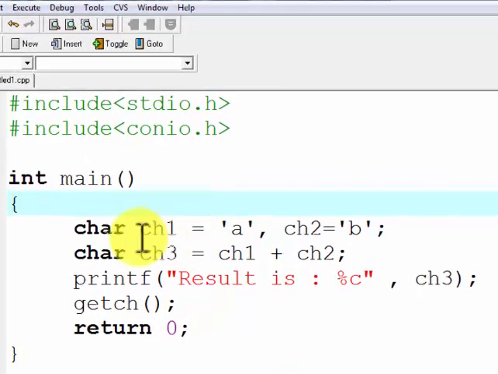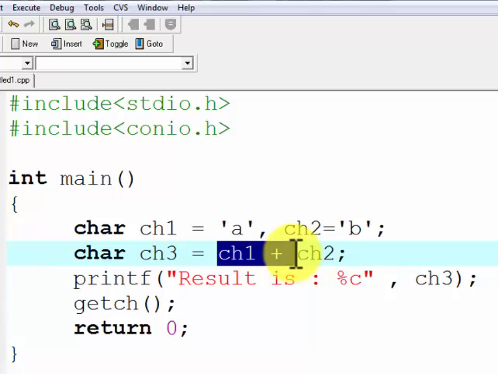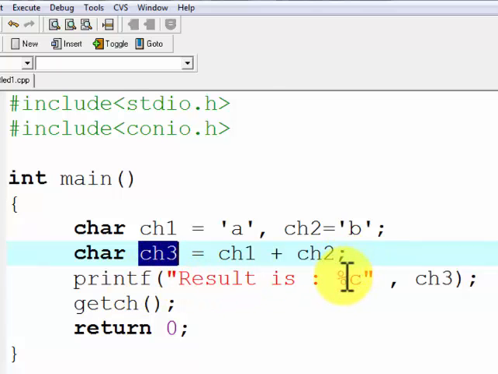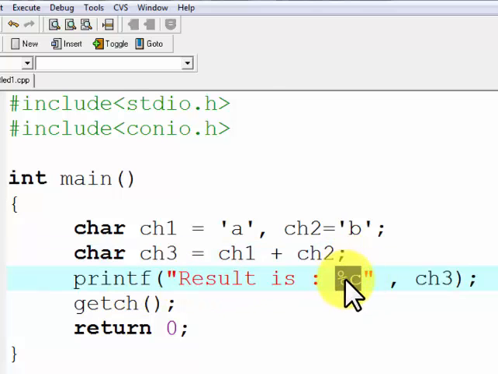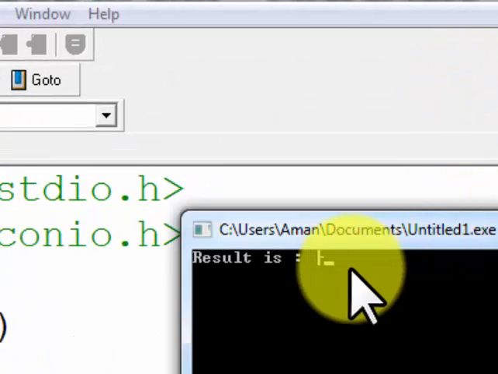So here is the program. We have taken two characters, ch1 and ch2. The value of ch1 is a, the value of ch2 is b. We know that the value of characters is to be given in single quotes. There is a third character, char ch3, equal to ch1 plus ch2. We are adding two characters and assigning to ch3. Printf, result is, for char the specifier used is %c, and we are printing the value of ch3. So see what is the output of this. The output of this is this symbol.